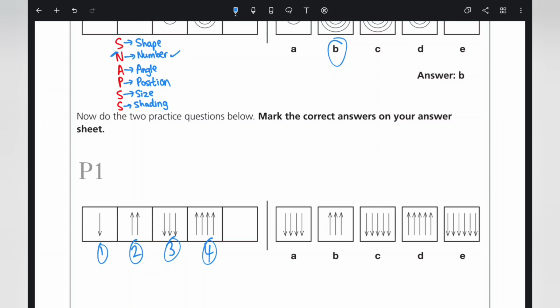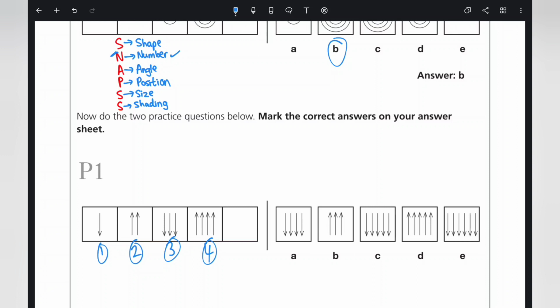Let's look at the angle. There's no particular angle, but it's being flipped essentially. Look at the position. It's in the center. Look at the size. They're all of the same size. And shading, there's no shading. So here we're looking at the numbers and the angles and position, so NAP.